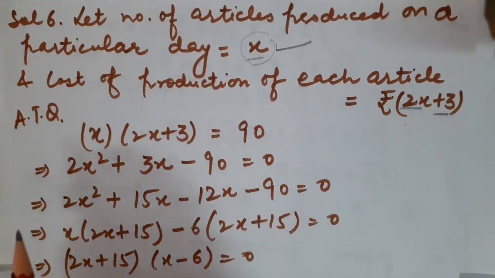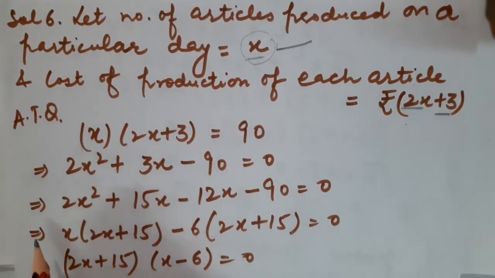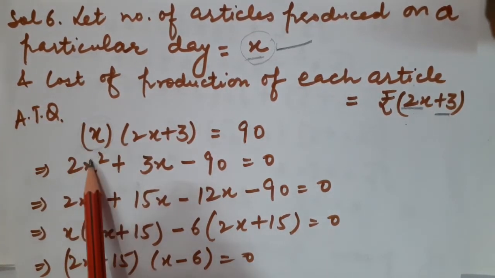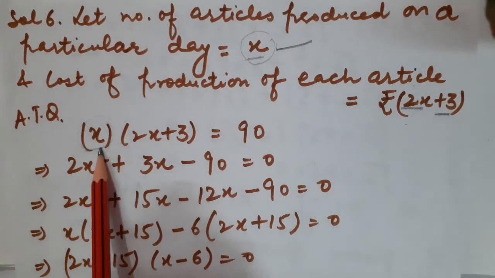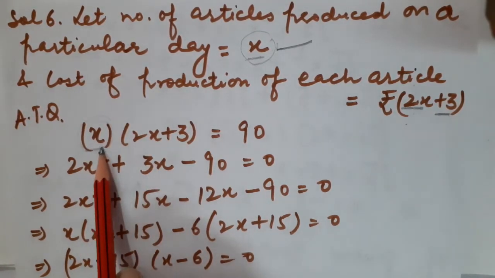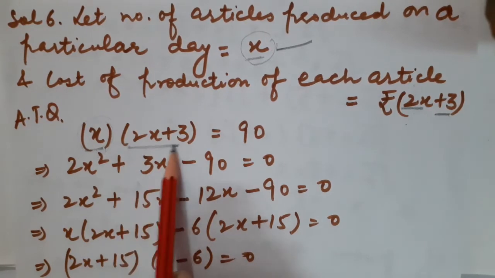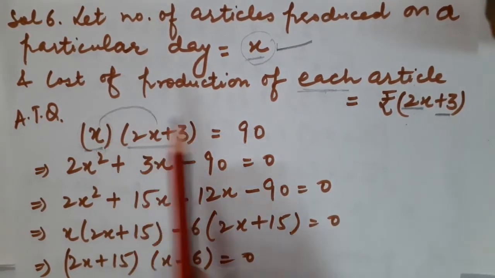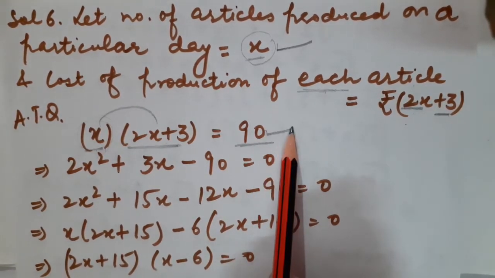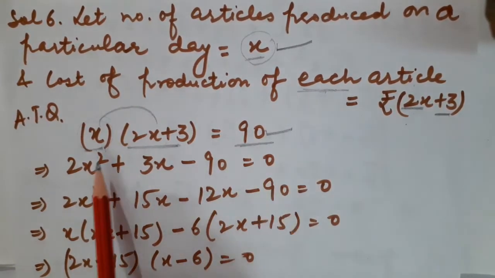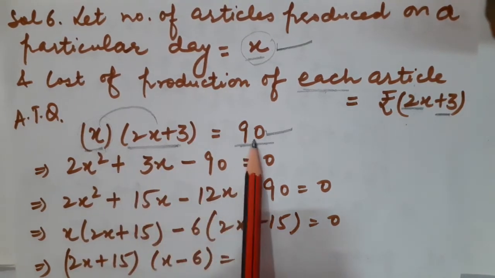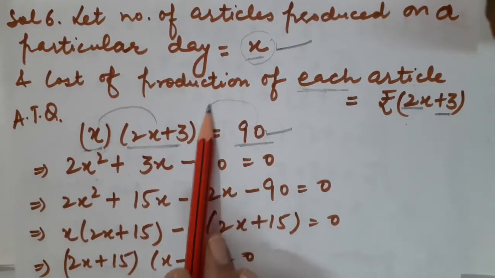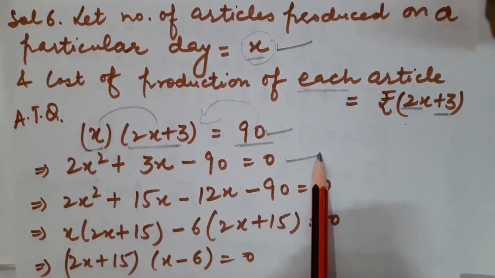Children, you know very well how we can calculate the total cost of the production. I am going to multiply the number of pottery articles produced on a particular day by the cost of production of each article on that particular day. So definitely I can come to know about the total cost of production on that day, right? So this is x into 2x plus 3 is equal to 90. It would become 2x square plus 3x. This 90 I have brought on left hand side, minus 90 is equal to 0.